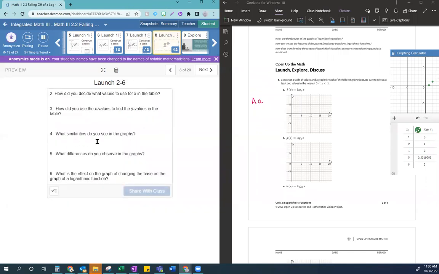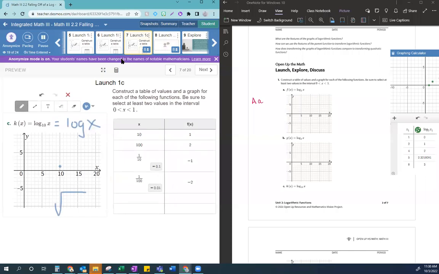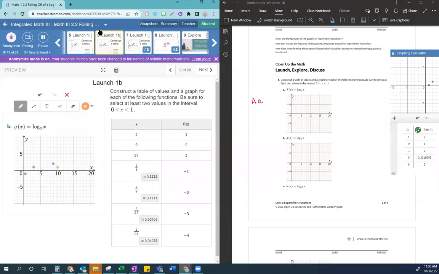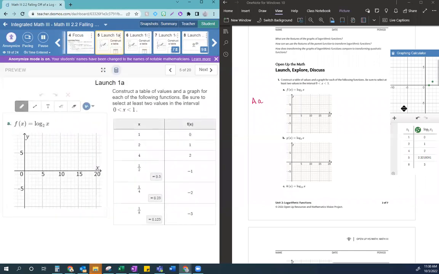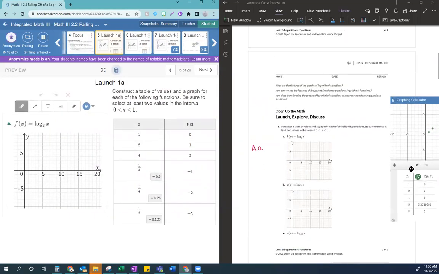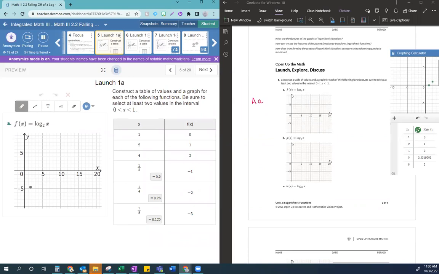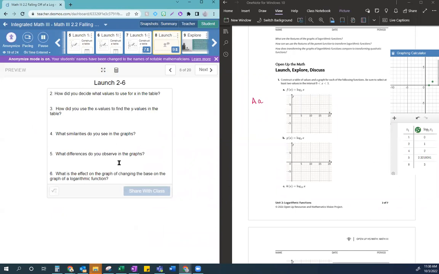This one says, what similarities do you see in the graph? So you guys tell me, what similarities do you see here and here? And then very clear, oops, he's over here, sorry. I didn't catch him, but there as well. What similarities do you see? And then they should all be part of that family of curve, right? And then here's the question I need you to listen to, because some of you already have this answer. What is the effect on the graph of changing the base of the log function?